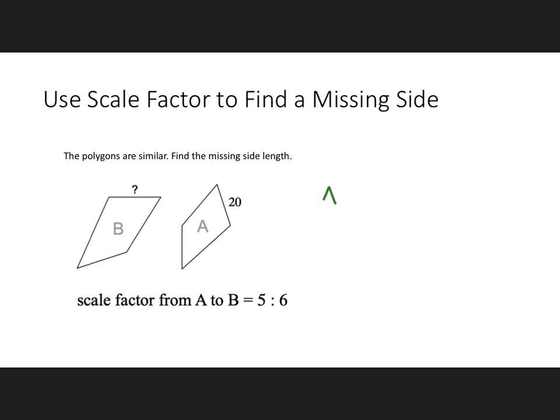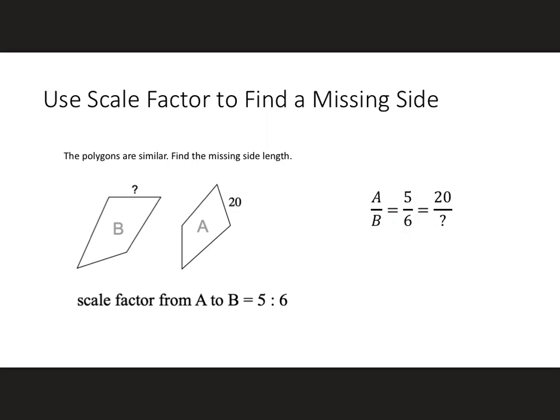So I know that my scale factor is A to B, which means A should be on top and B should be on bottom. And the ratio is 5:6. So 5 should be on top and 6 should be on the bottom. And looking at my shapes, A is the shape that I know that length is 20. B has the missing side, so I can even write that in. My A length is 20 and its corresponding side in B is a question mark.